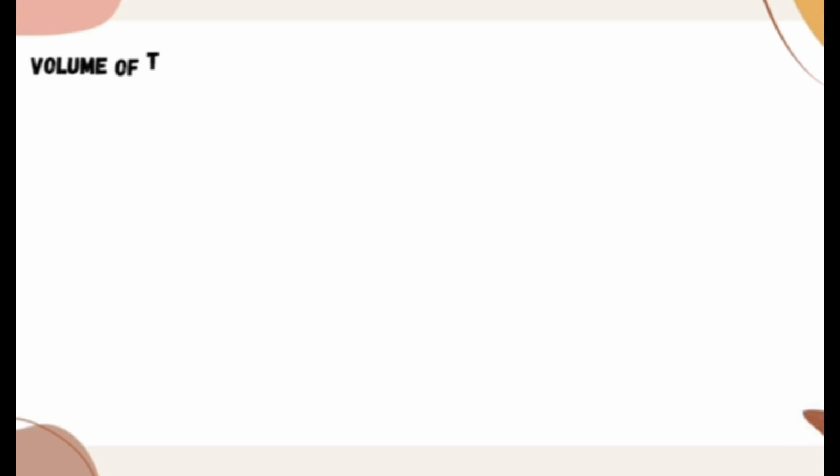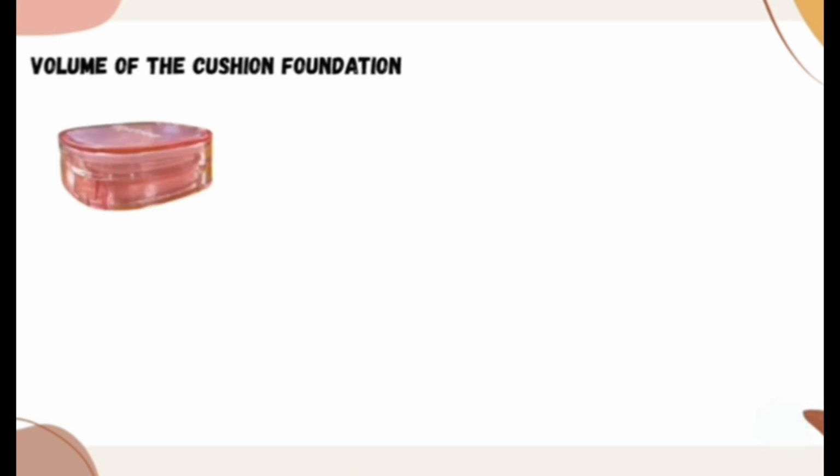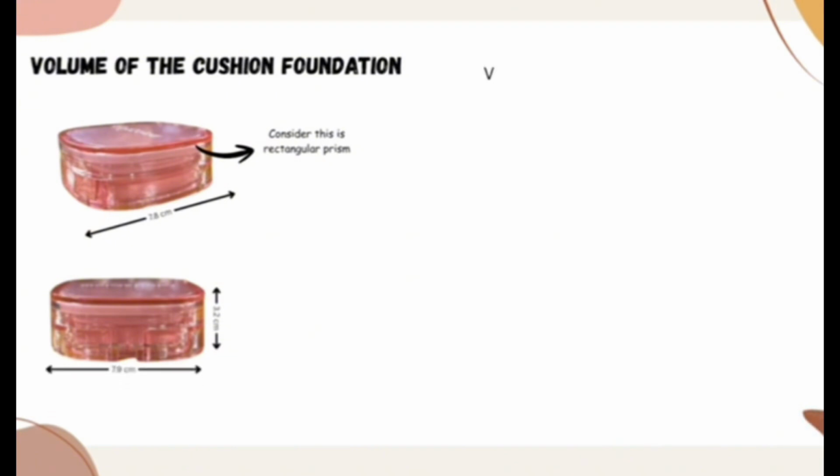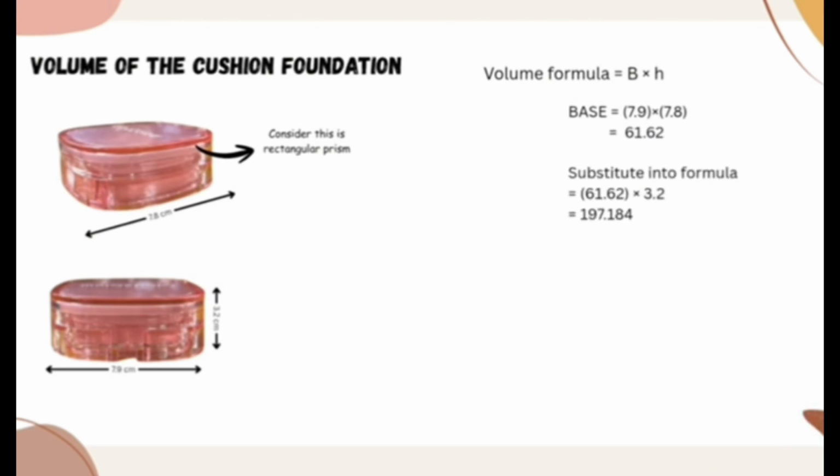Next, I will calculate the volume of the cushion foundation. The formula for volume is area of base times height. First, we will find the base and then substitute into the formula, and then the volume of the cushion foundation is 197.184 cubic centimeters.